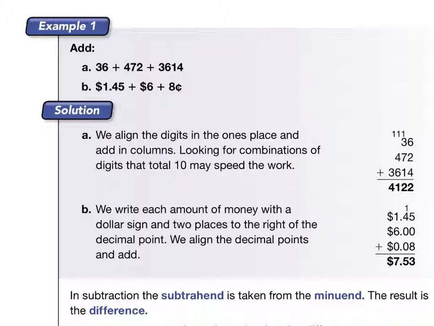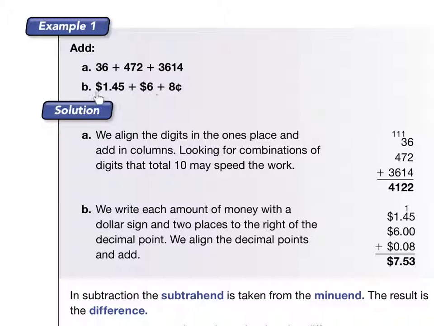Now we're going to do two examples. This is example 1, so you want to write example 1, and then you want to write the problem, and it tells us that we need to add. When we're adding, you can see the work right here. We're going to line everything up, 36, 472, 3,614, and then add everything up. You should know how to do that.